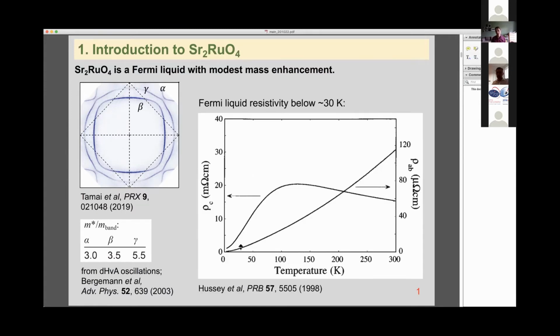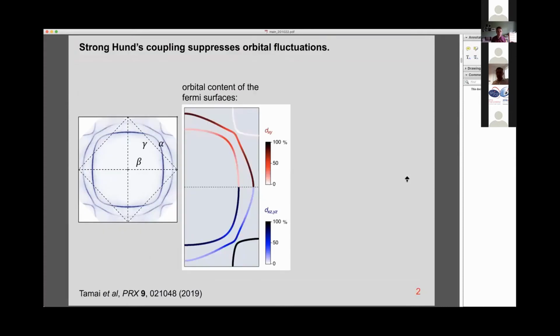The resistivity is Fermi liquid-like below about 30 Kelvin. This curve here is the in-plane resistivity, and here is the c-axis resistivity. The c-axis resistivity is measured in units of milliohm centimeters, and the in-plane resistivity in microohm centimeters. So the electronic anisotropy is about a factor of 1,000. There is strong Hund rule coupling that suppresses orbital fluctuations.